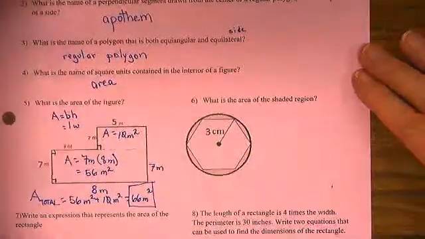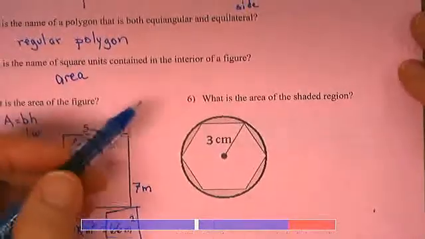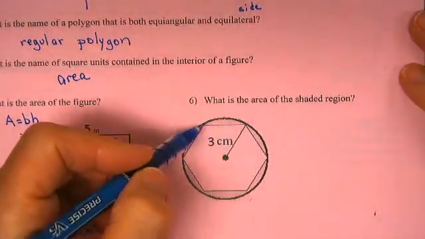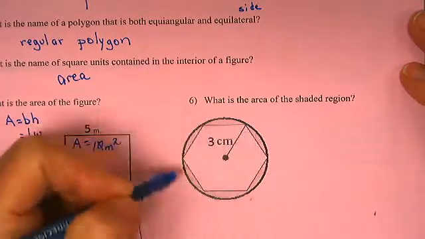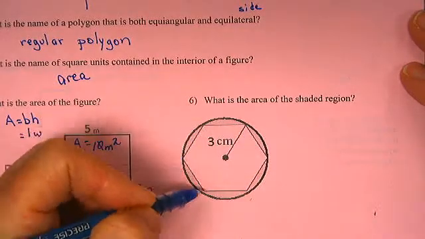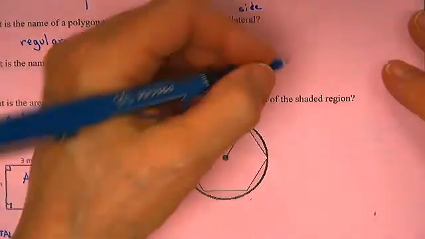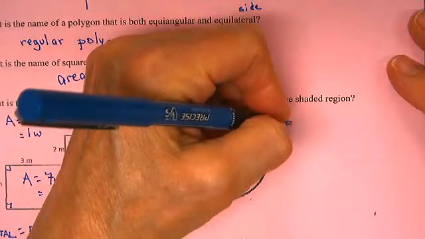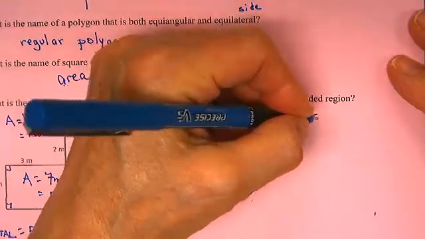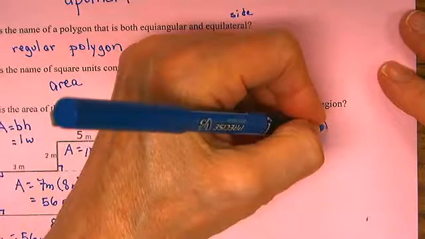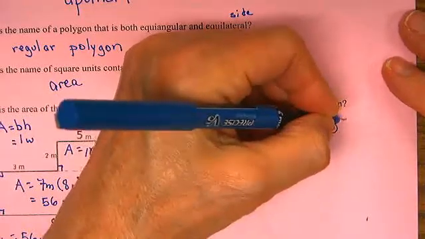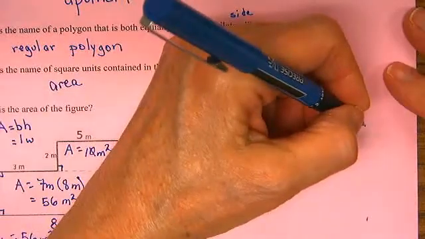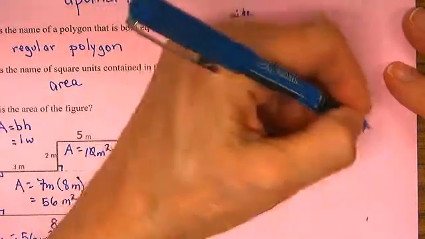Problem 6. What is the area of the shaded region? The area of the shaded region is the area inside the circle, but outside the hexagon. The area of the shaded region is equal to the area of the circle minus the area of the hexagon, which I'm just going to call H.